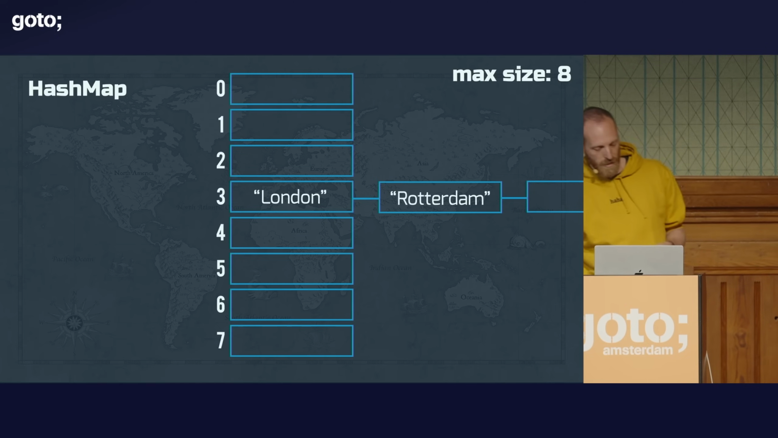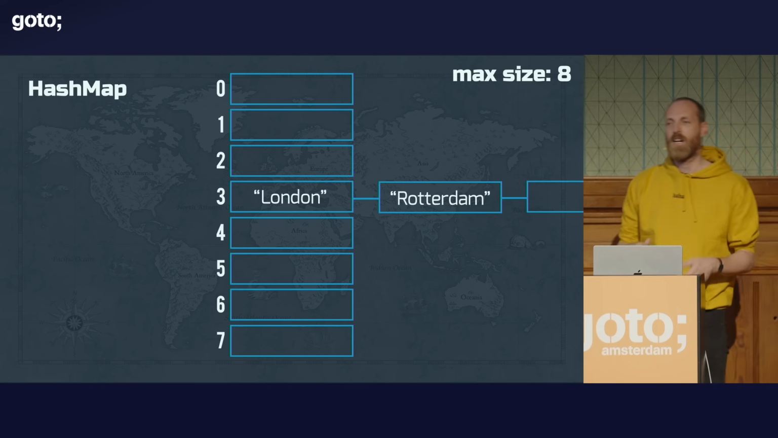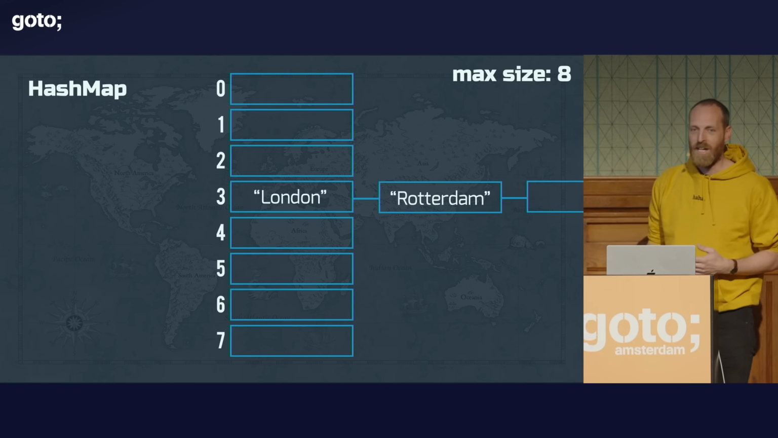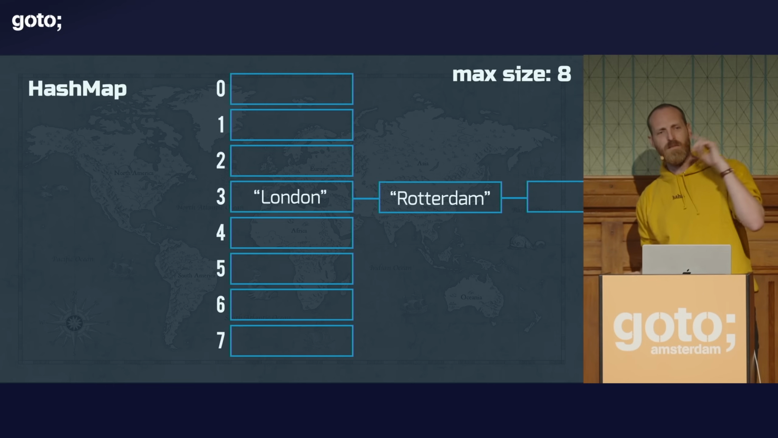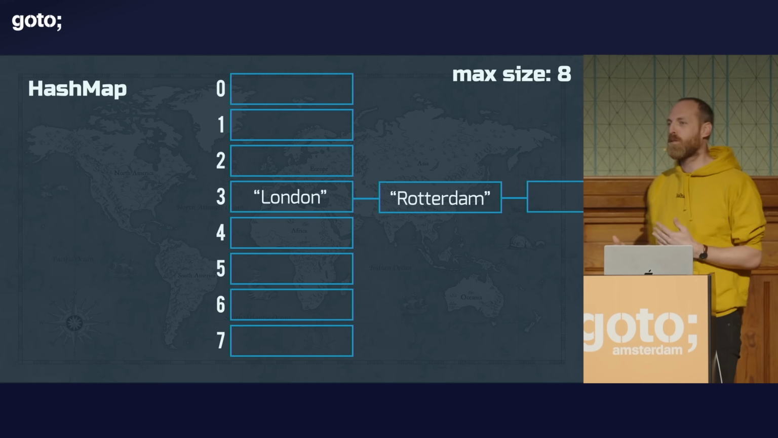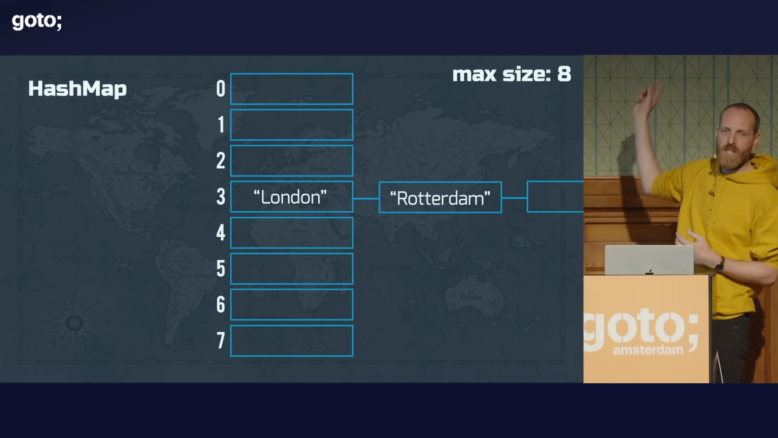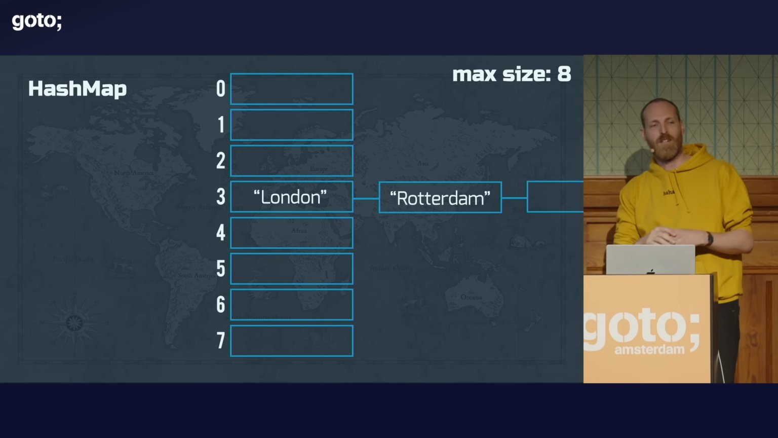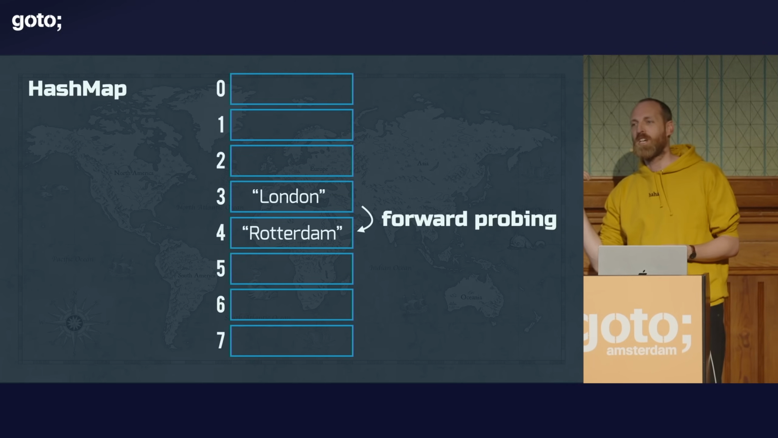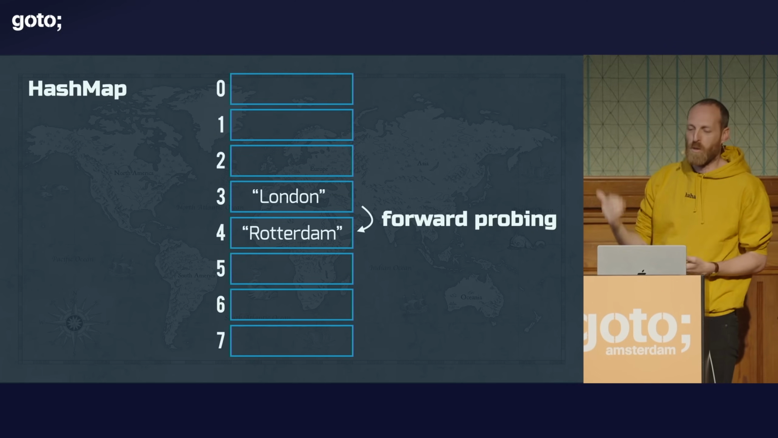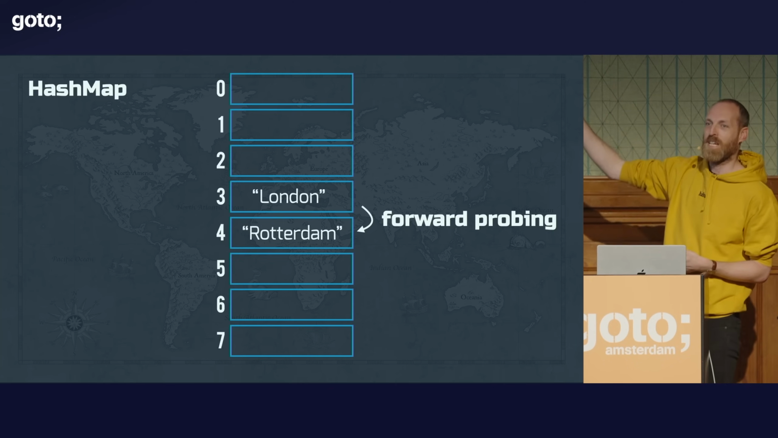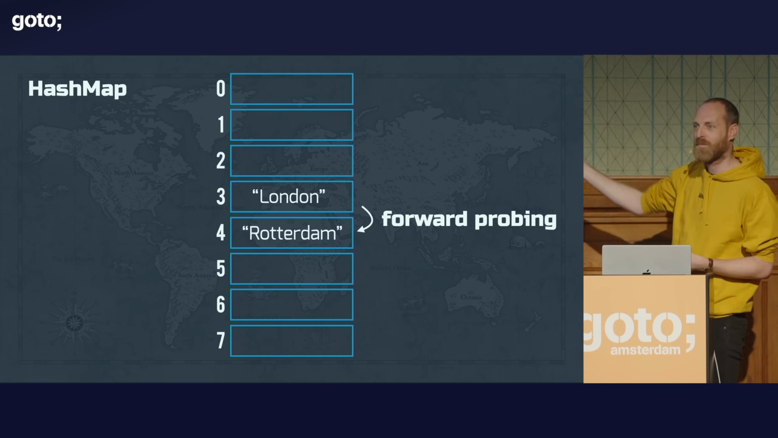So I started to think really hard, and I asked ChatGPT, how can I make this faster? And ChatGPT said, have you looked at forward probing? I was like, no. So what you do in forward probing, instead of making this tree structure, which is complicated and has a lot of overhead, you just put it in the next empty spot. Which sounds crazy, but yeah, it works. So you just put it in the next empty spot, and if that one is taken, you put it in the next empty spot. It's that simple.